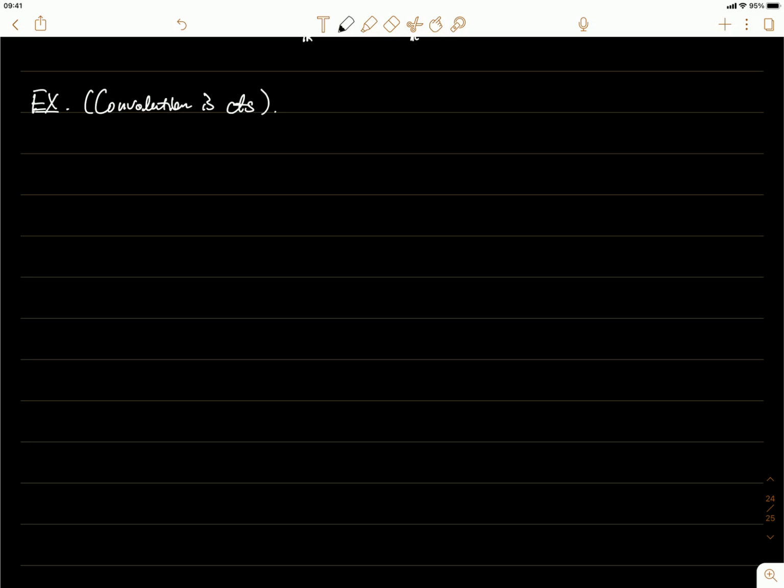Okay, so this result says that suppose we have a function f that is integrable and g is measurable and bounded.